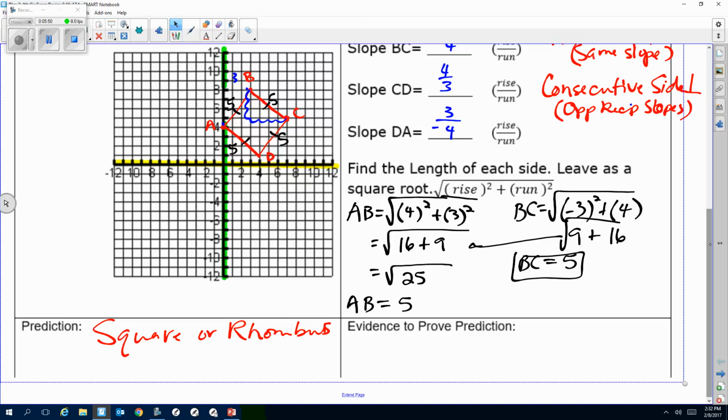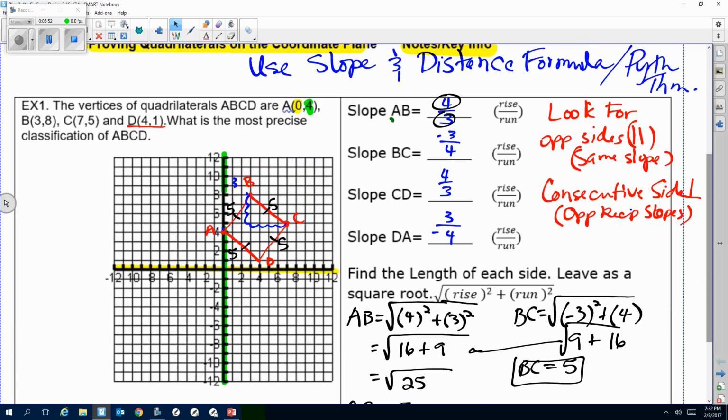So the next thing I have up here is you need to look at opposite sides parallel, so we're looking for same slope, okay? So that's important. We're looking for opposite sides parallel, same slope, and we're looking for consecutive sides perpendicular. That's the upside down T. So opposite reciprocal slopes. A flip and change. That's what I mean. We're going to flip the number and change the sign.